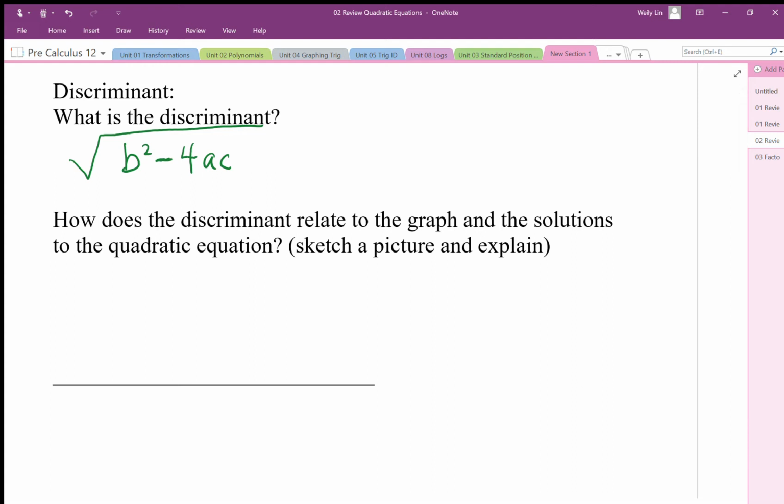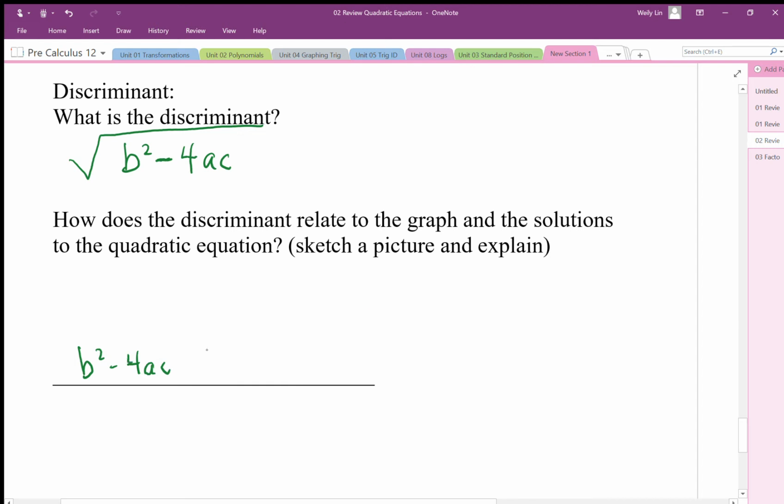Okay, so if we have a discriminant that's negative, it tells us something about what the graph's going to look like. So remember that if we can't solve for the zeros, if we can't solve the quadratic formula, that means it must have a parabola that doesn't cross the x-axis. So when we have a b squared minus 4ac, we should know what that looks like on a graph.